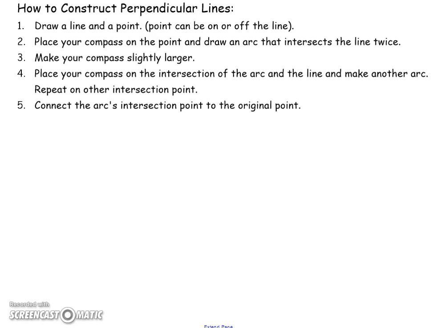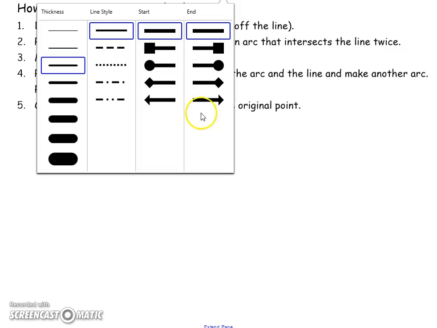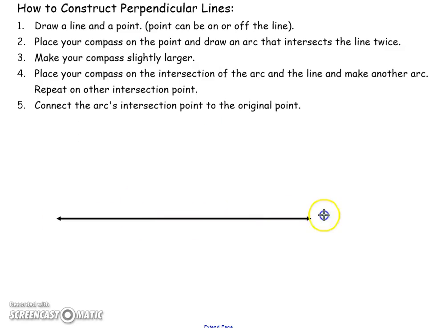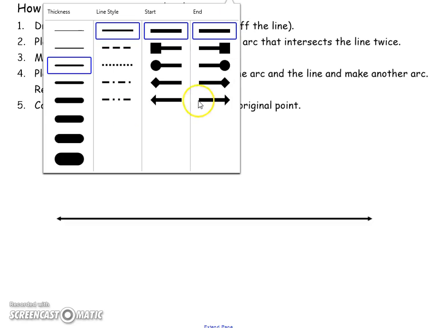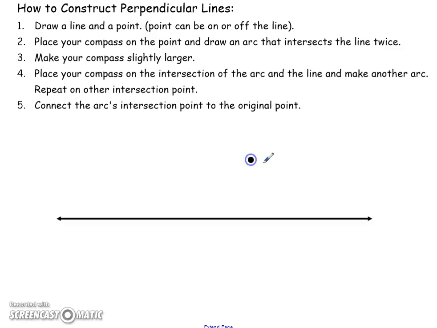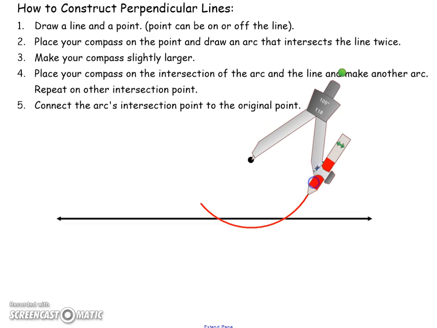Next we're going to construct perpendicular lines. So we need a line to start with. And then I need a point, and the point can be on or off the line. And then we'll need our compass. So I'm going to place my compass on my point that I created. I'm going to make my pencil go across the line, and it just has to be able to hit the line twice. You can make a full circle if you want to.